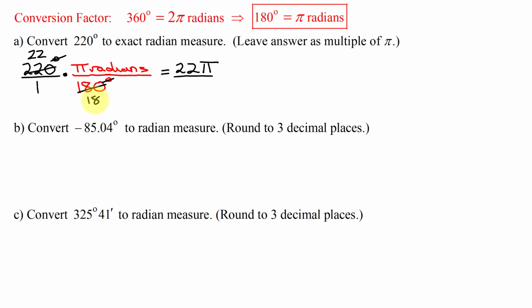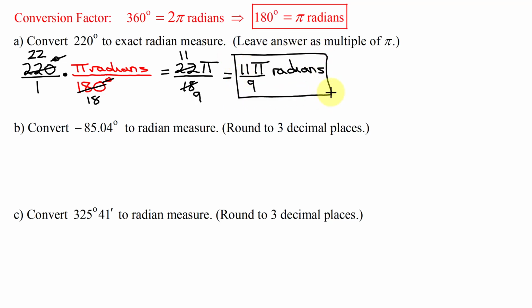all divided by 18. Can I reduce my numbers any more? Yes, they're both divisible by 2. 2 divides into 22 11 times. 2 divides into 18 9 times. So I have 11 pi over 9 radians. So that is the answer to part A.